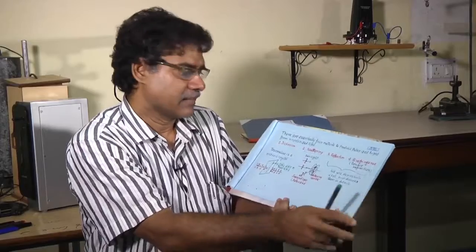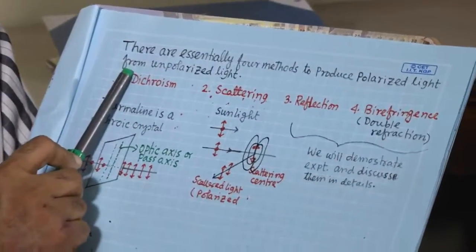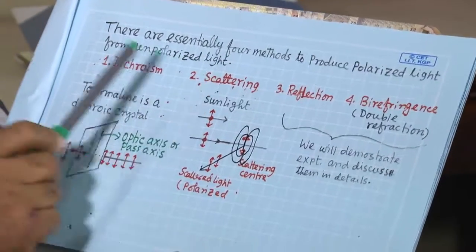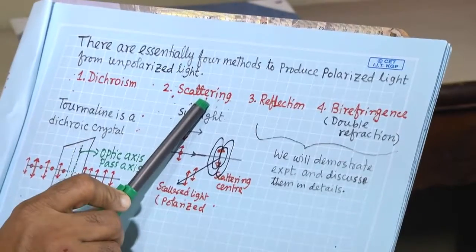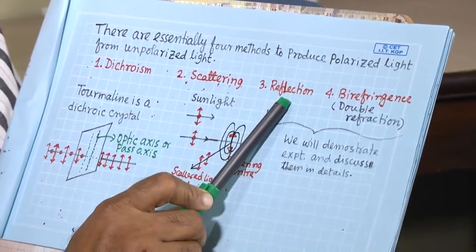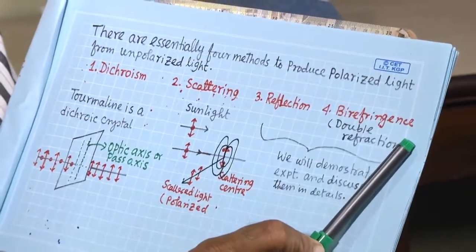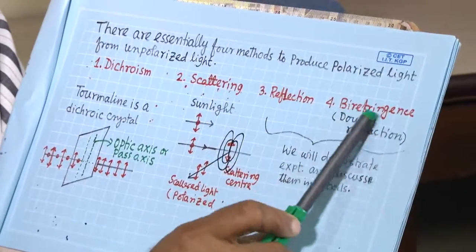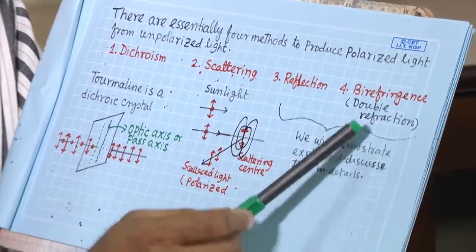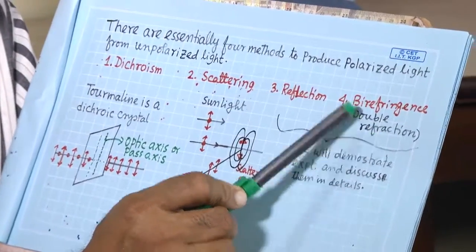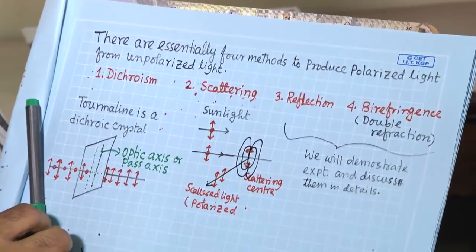Now there are essentially 4 methods to produce polarized light from unpolarized light: dichroism, scattering, reflection, and birefringence. Birefringence is also called double refraction. So there are 4 methods.